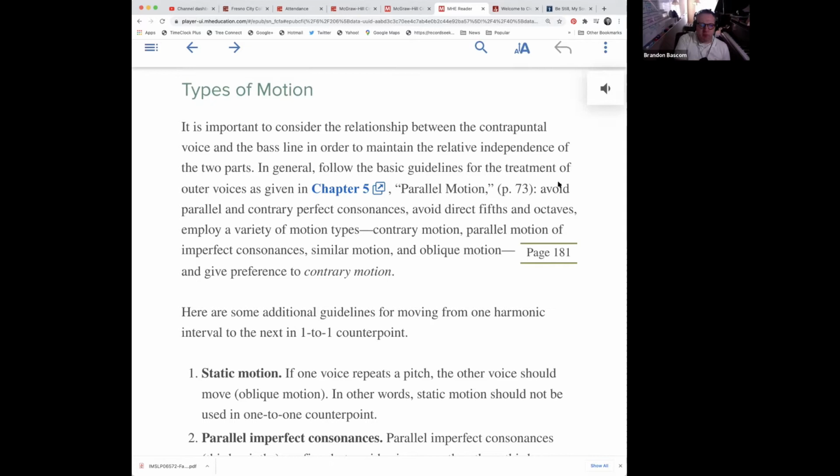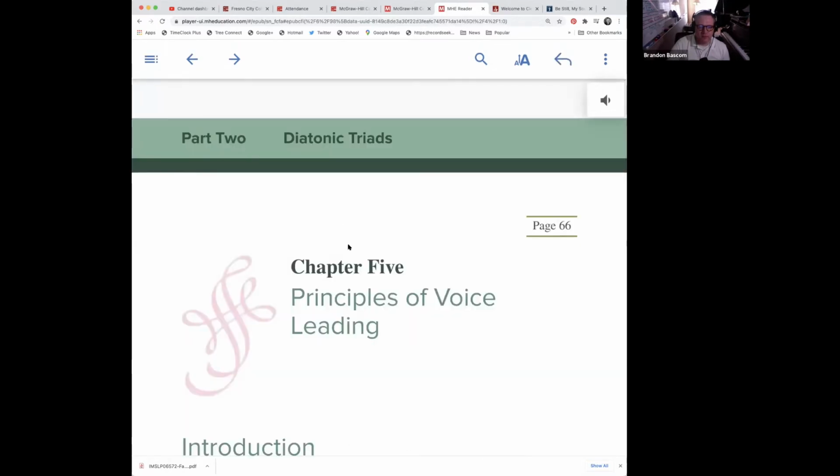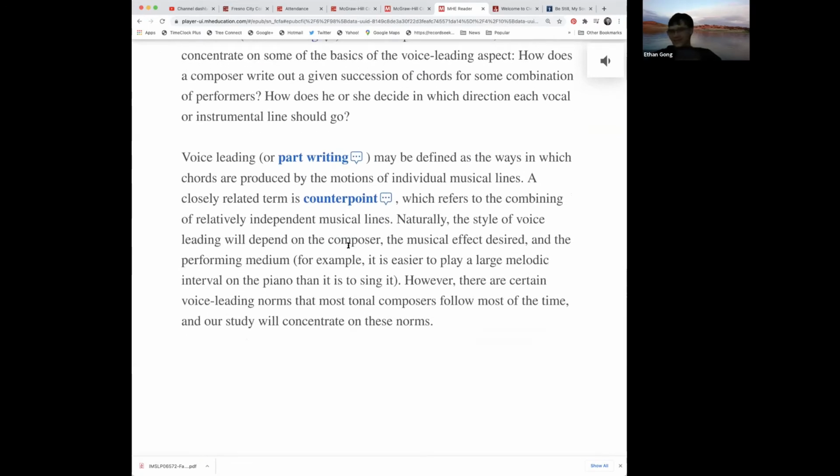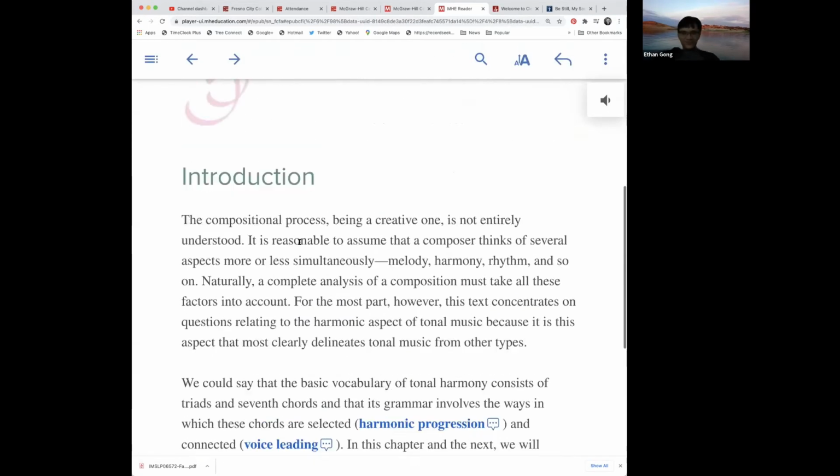All right. Types of motion. It is important to consider the relationship between the contrapuntal voice and the bass line in order to maintain the relative independence of the 2 parts. In general, follow basic guidelines for the treatment of outer voices as given in Chapter 5 under parallel motion. Oh, let's click on it. It doesn't take you to where it's supposed to.